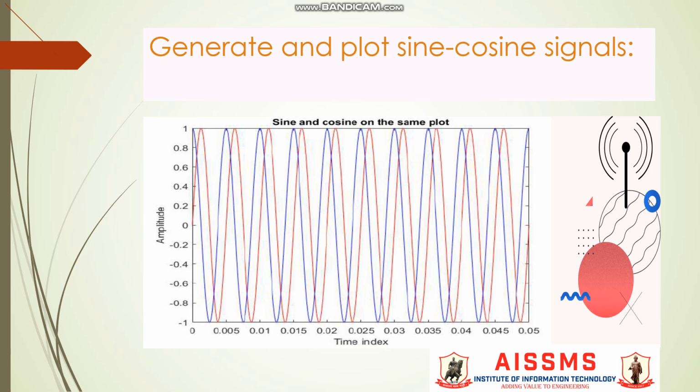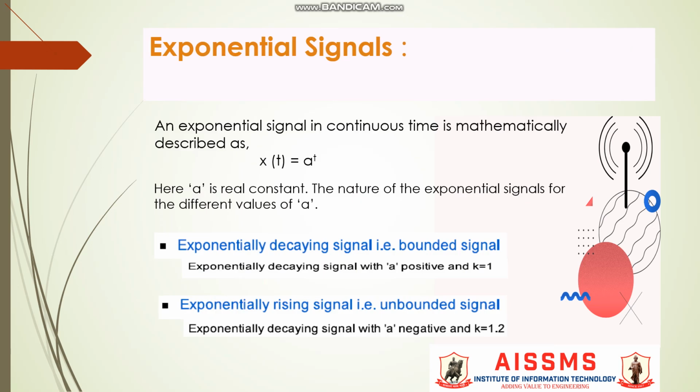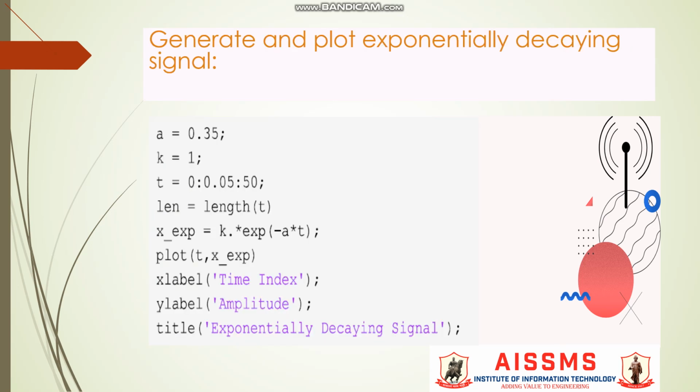The second part of this video discusses about generating and plotting exponential signal. The signal is mathematically described as x of t is equal to a raised to t. Here a is a constant and we will observe two natures of the exponential signal. Case 1 with a positive and k equal to 1. Case 2 with a negative and k equal to 1.2. The program for case 1 is as seen.